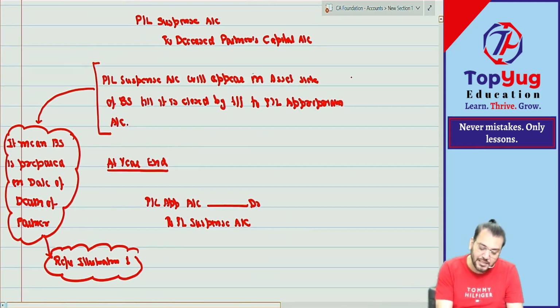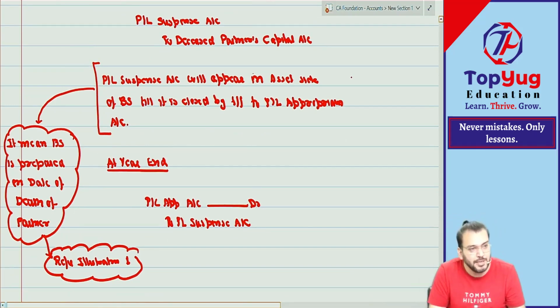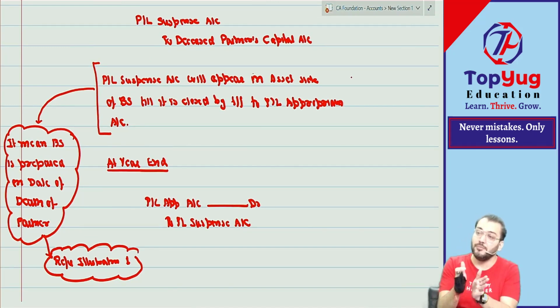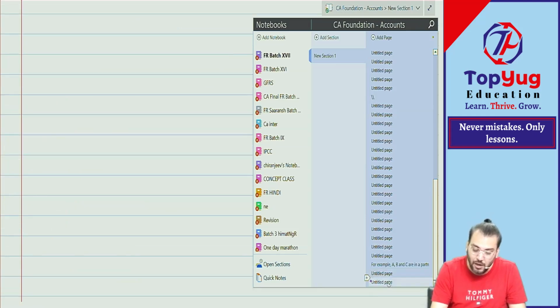And at year end, PL suspense account will be closed by transfer to PL appropriation account. So if they are asking balance sheet at year end, then PL suspense account will not appear in the balance sheet. Why? Because you have already closed it by transfer to PL appropriation account.